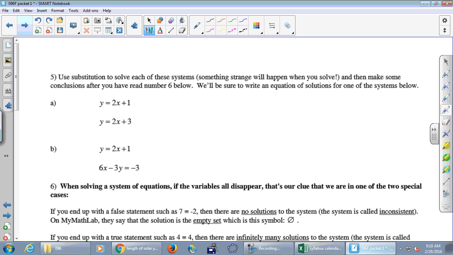Number 5 says, use substitution to solve each of these systems. Something strange will happen. So let's give it a shot. Okay, we're going to use substitution. Remember, substitution involves you solve one equation for one variable. It's already done, actually. For example, this equation is already solved for y, so great. So y and 2x plus 1 are identical. And then you take that thing and you substitute it into the other equation. So instead of this y, what can we put? 2x plus 1, because that's exactly what y is equal to.